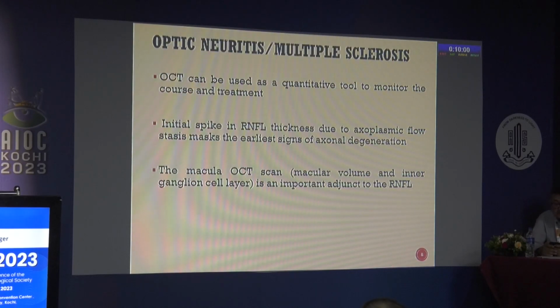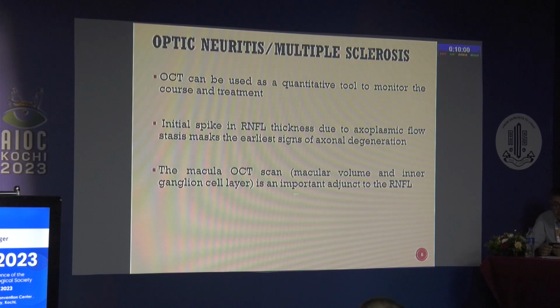Now the disease entity, optic neuritis, which we mostly see in neuro-ophthalmological conditions. OCT can be used as a quantitative tool to monitor the course and the treatment. The initial spike in RNFL thickness is due to axoplasmic flow stasis, which can mask the earlier signs of axonal degeneration. Initially we will see increased RNFL thickness, and we don't know whether axonal degeneration is already happening or it's just edema at that point of time.